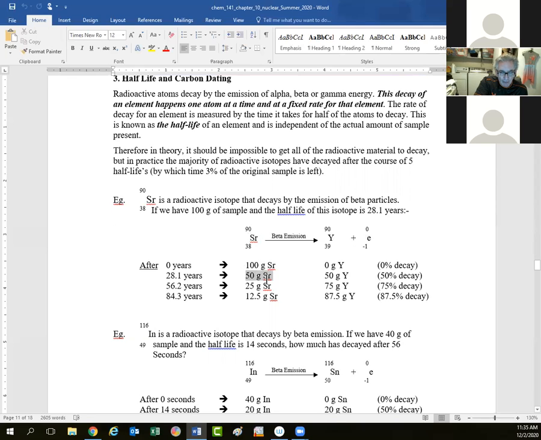We've now just got 50 grams of the strontium because we've produced 50 grams of yttrium, the isotope which is produced from that decay. We allow another 28 years and 2 months to pass. We go down to just 25 grams, just 50% from the last half-life. We've now got 75 grams of the yttrium. We now allow another half-life to pass, again 50% decomposition. We go down to 12.5 grams from the original 100 gram sample of strontium. So every time that half-life elapses, half of the sample will have radioactively decayed.